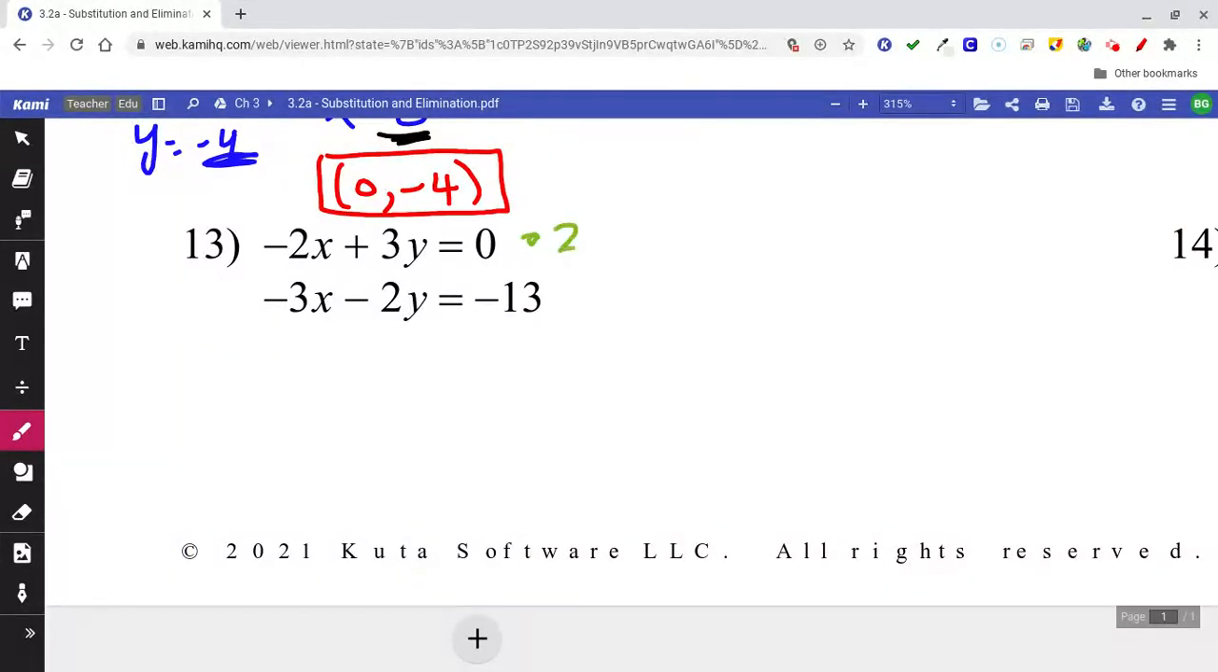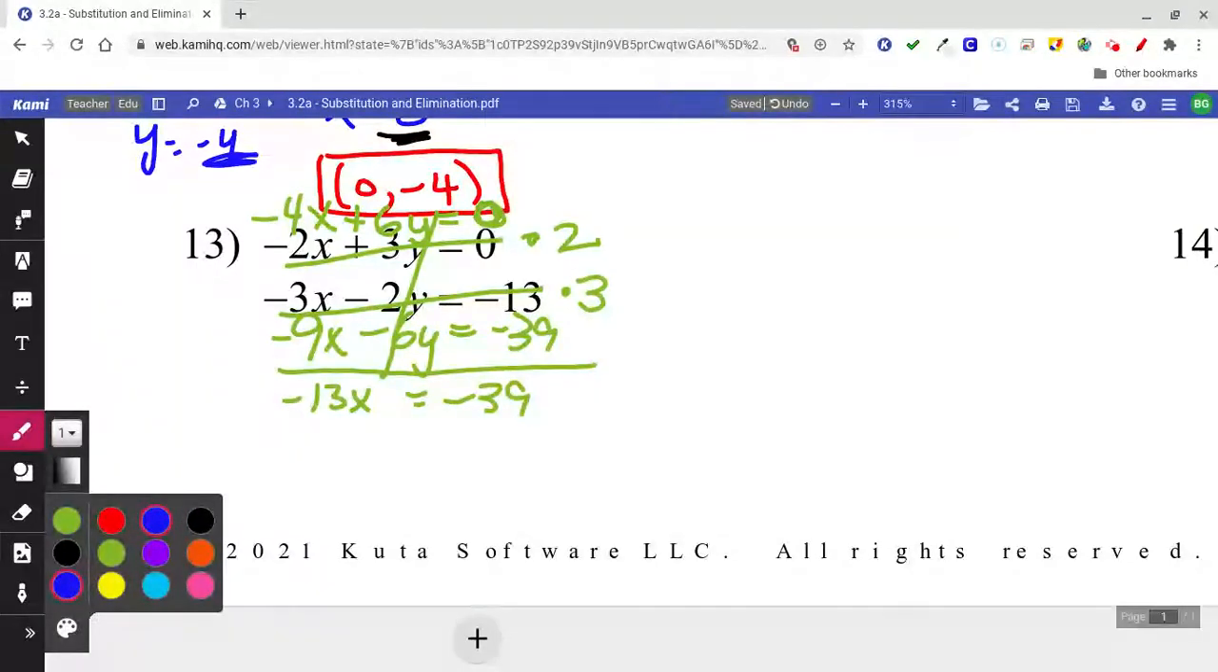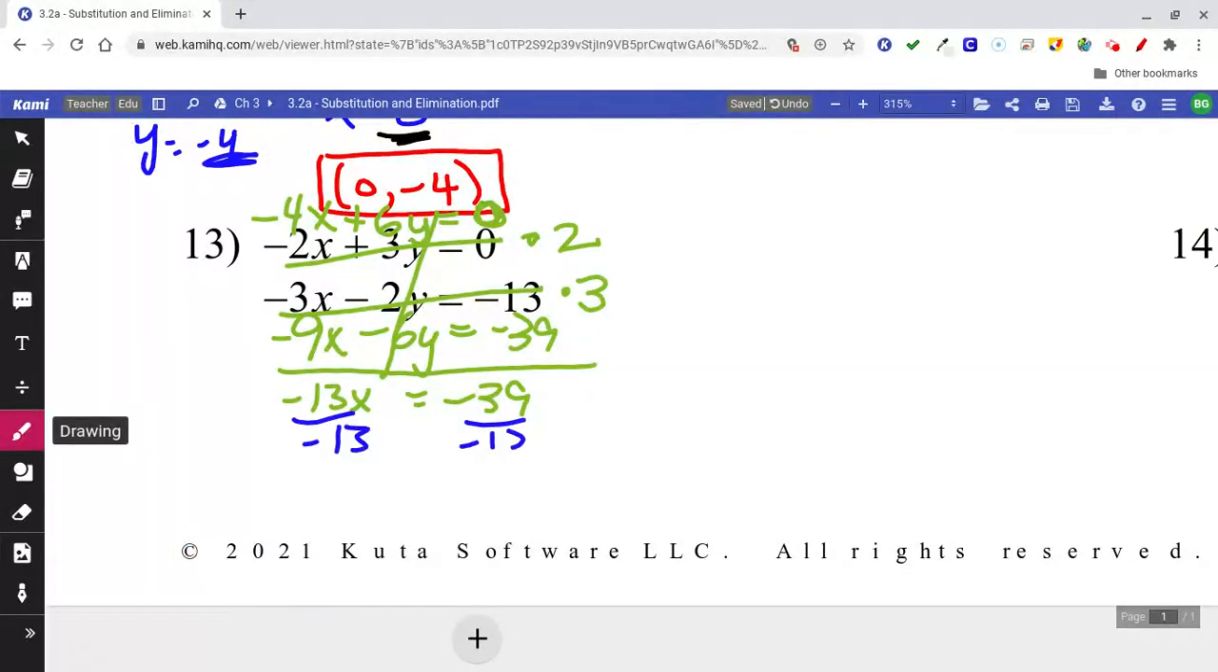So in order to get that done, I'm going to multiply the top row by 2. That would give me negative 4x plus 6y equals 0. Cross it out. On the bottom, I want negative 6y, so I multiply by 3. It gives me negative 9x minus 6y equals negative 39. And when I add straight down, I notice those y terms cancel out. So adding the x is negative 4x minus 9x, negative 13x, and 0 plus negative 39 is negative 39. I can divide by negative 13. I get x equals 3.